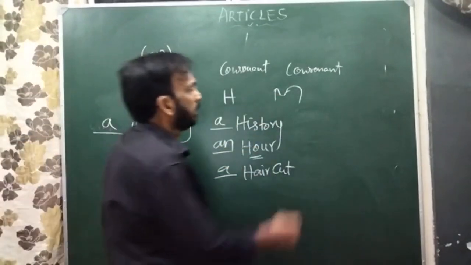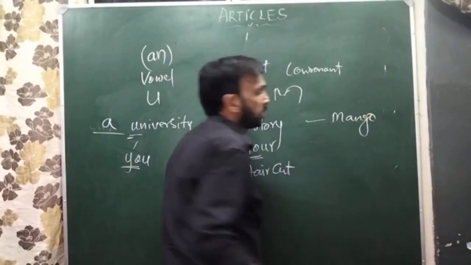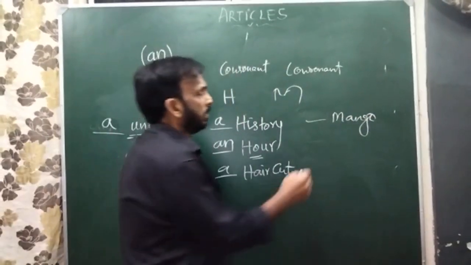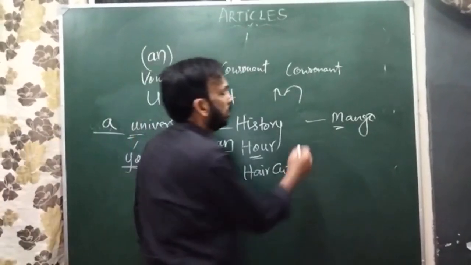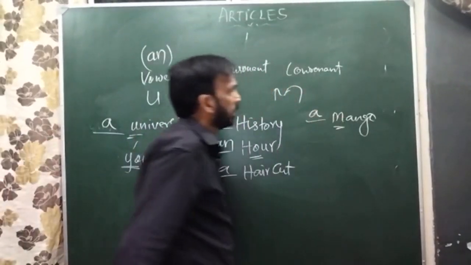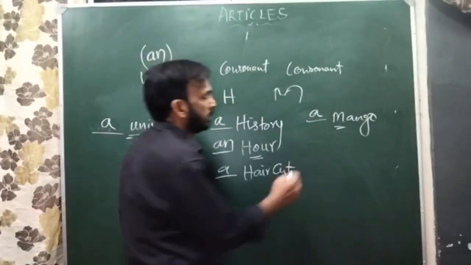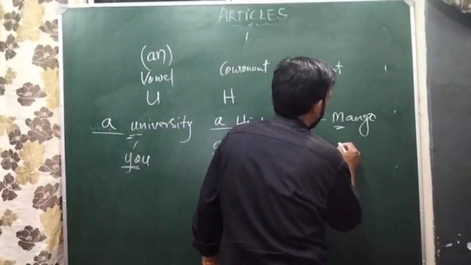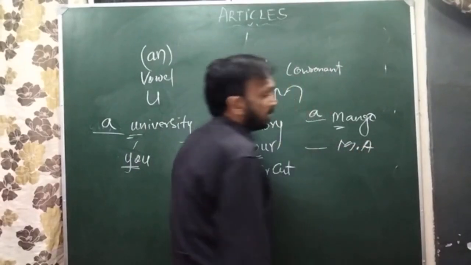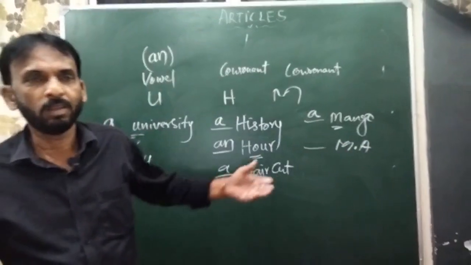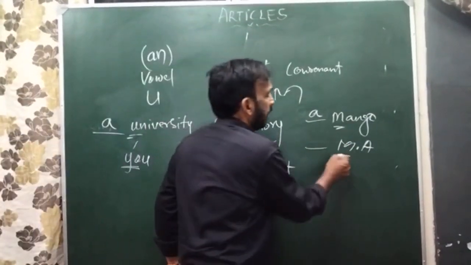For M, mango. Which is the correct article for this? M is the first letter and it is a consonant. So we will use a mango. It is correct. But if I write MA, this is a master's degree. After BA we do MA. Now which article do I have to use for this?